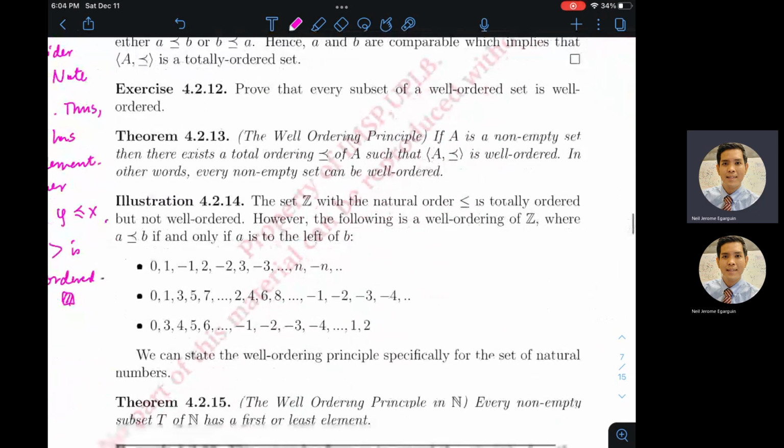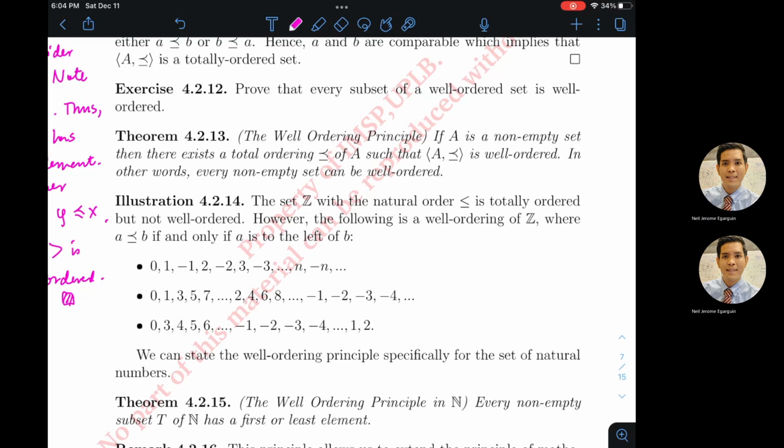Now, it would be nice if you can try exercise 12 that is asking you to prove that every subset of a well-ordered set is well-ordered. And I think you will just play on transitivity of being a subset. Right? So try it out and then send me an email or a chat in MS Teams if you had any problem with exercise 12.